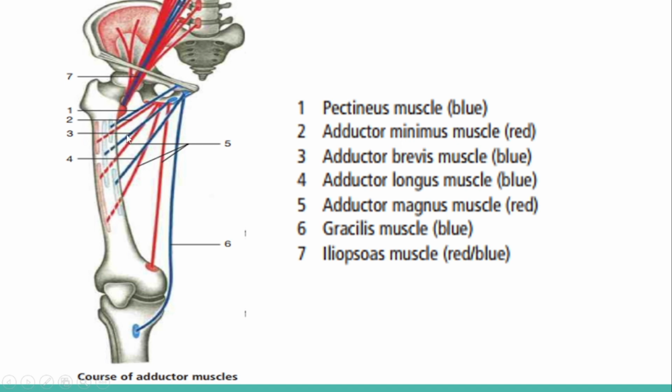Number 3 is adductor brevis, which originates from the inferior ramus and the body of the pubic bone. You can see its origin is somewhat below the adductor longus and gracilis, and it inserts into the upper part of the linea aspera. Adductor magnus is a large muscle, numbered number 5.